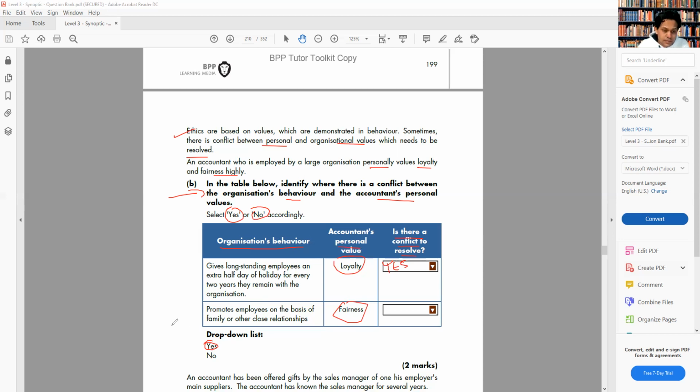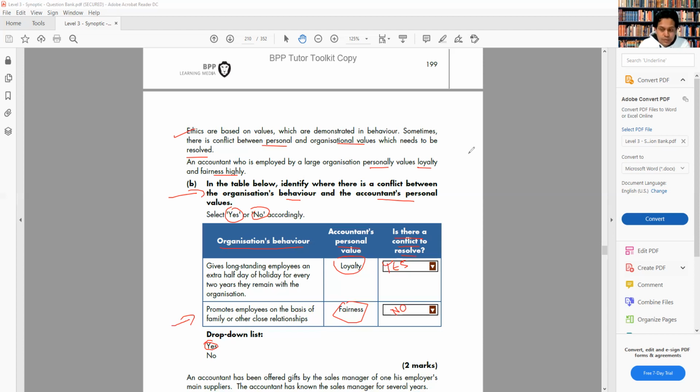The next one is promotes employees on the basis of family or other close relationships. Even though I don't see this as fair, I still don't have any conflict that I have to resolve. I say no. This is the company's choice. The company can do whatever they like. So this is not something I can do.